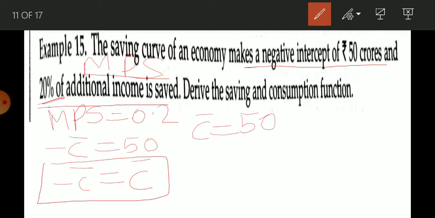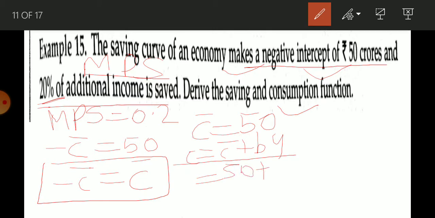So what is being asked here? Derive saving and consumption function. Now we are able to derive the saving and consumption function, since this much is given in your question. How are we going to write the consumption function? C is equal to C bar plus BY. This is the equation of your consumption function. Now we put in the values. C bar is 50. For the value of B, MPS is 0.2, so we can find the value of MPC.